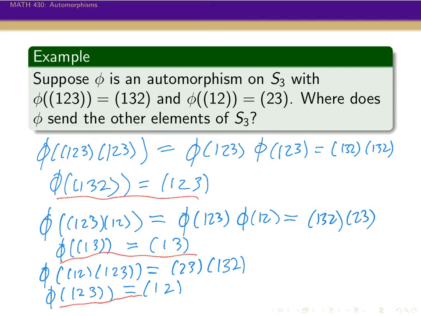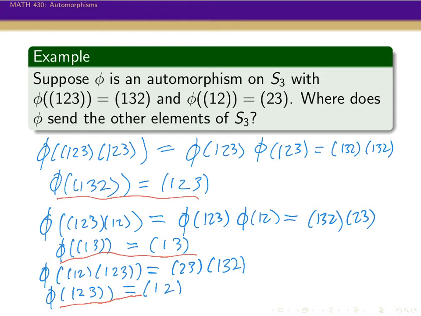Okay, so here are the other places that phi sends things. And so you can see this is a bijection. This is 1-to-1 and onto. To figure out these values, we used that phi needs to preserve the group operation. Needs to commute. In this case, it actually is commuting with the group operation because we have the same group and the same operation on both sides.